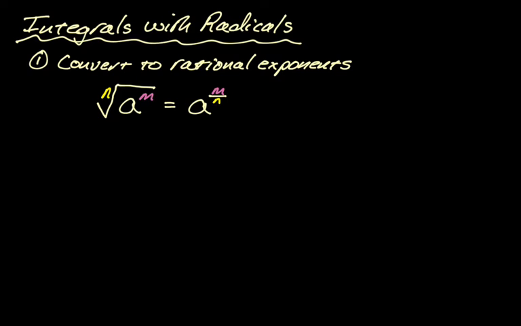Now, usually m is going to be 1. Not always, but often. So you will frequently get a to the 1 over n as the thing that you're trying to integrate. You also will occasionally, or maybe often, run into the radical in the denominator. That's okay. Just bring it up to the numerator with a negative exponent. So this would have been 1 over a to the m over n. This is going to become a to the negative m over n. So that's the first thing. You do not want to deal with radicals at all. That's kind of the secret to integrating radicals: turn them into rational exponents.